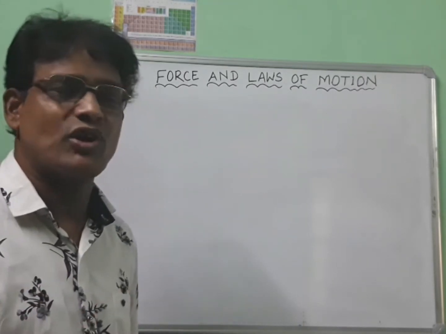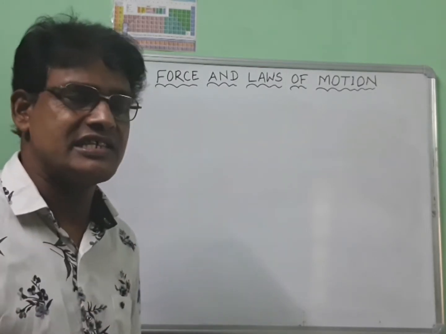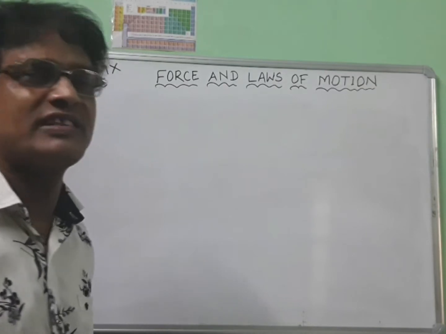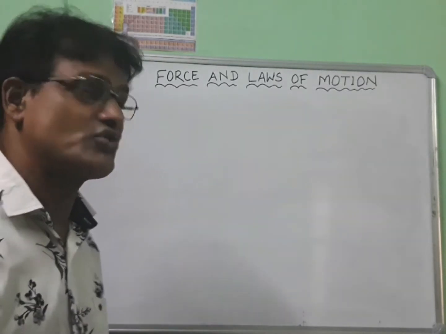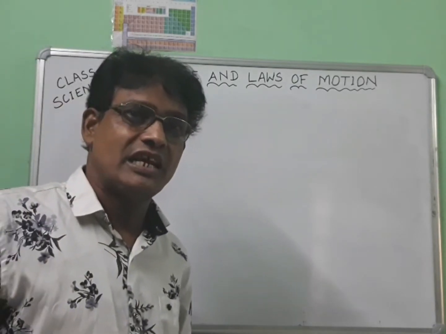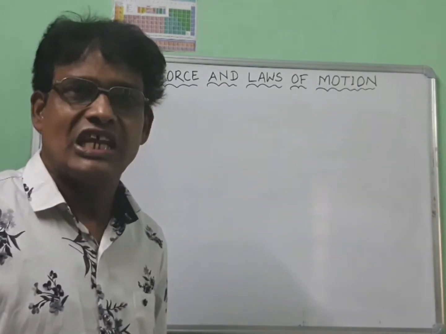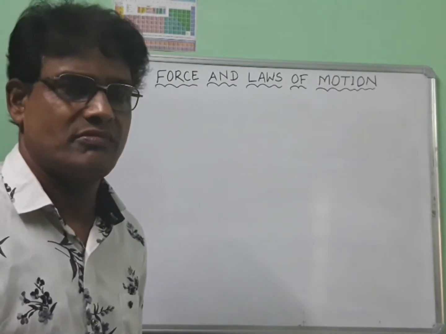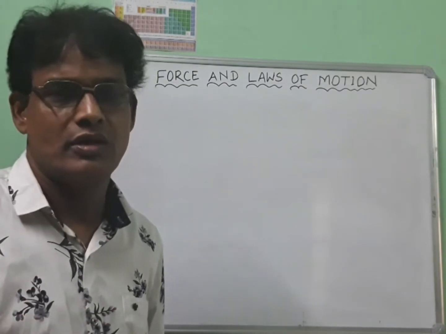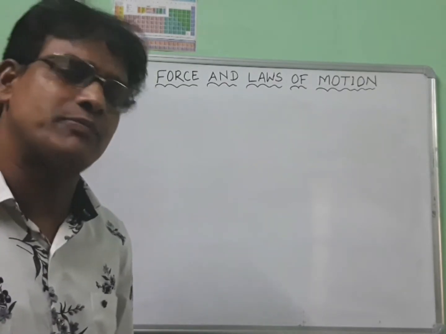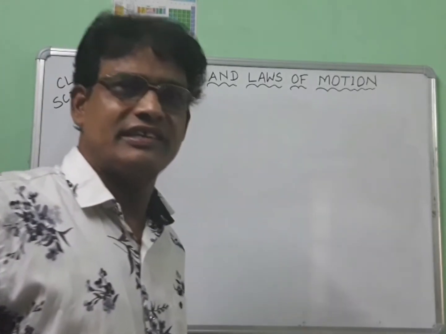If the net effect produced by a number of forces acting on an object is zero, then these forces are called balanced forces. Unbalanced forces are when the net effect produced by a number of forces acting on an object is non-zero, then these forces are called unbalanced forces. Clear?